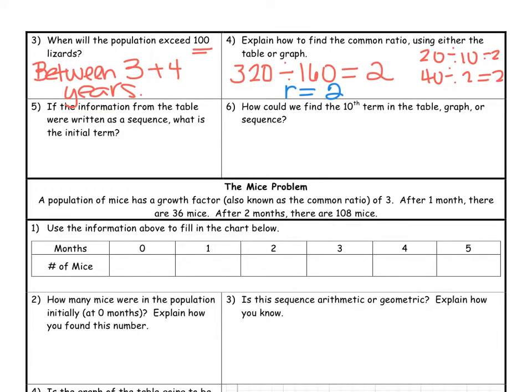If the information from the table were written as a sequence, what is the initial term? So where are we starting? Where is our start? And the initial term, our a1, is 10.